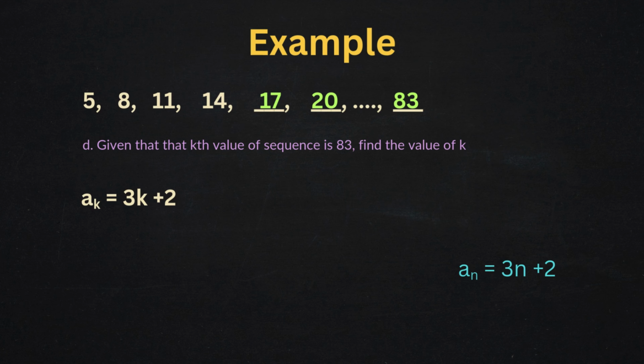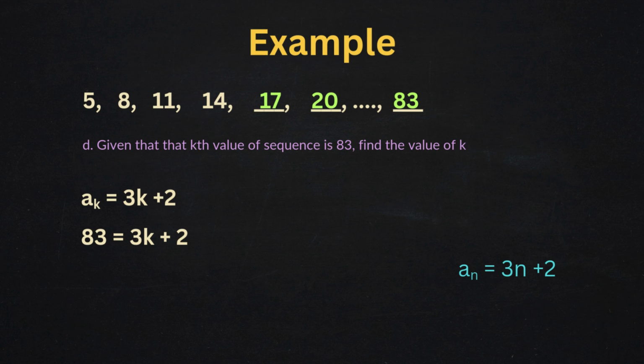Okay, since we are being asked for k, we replace n with the letter k in the generic formula, and it becomes ak equals 3k plus 2. Now, is 83 the position number or the value written at that specific position? Well, as the question says, it is the value at the kth position, so don't confuse it with the k, which is the position. So we put 83 in the equation as the kth term value, or ak.